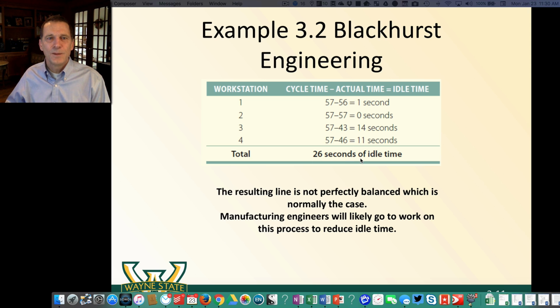How will they do it? By looking at the tasks themselves, by looking for any form of efficiency that they can improve and rebalance this and eliminate work, maybe completely eliminate a task, combine tasks, and shift it around to get that 20 seconds of idle time as low as they think they can possibly get it.